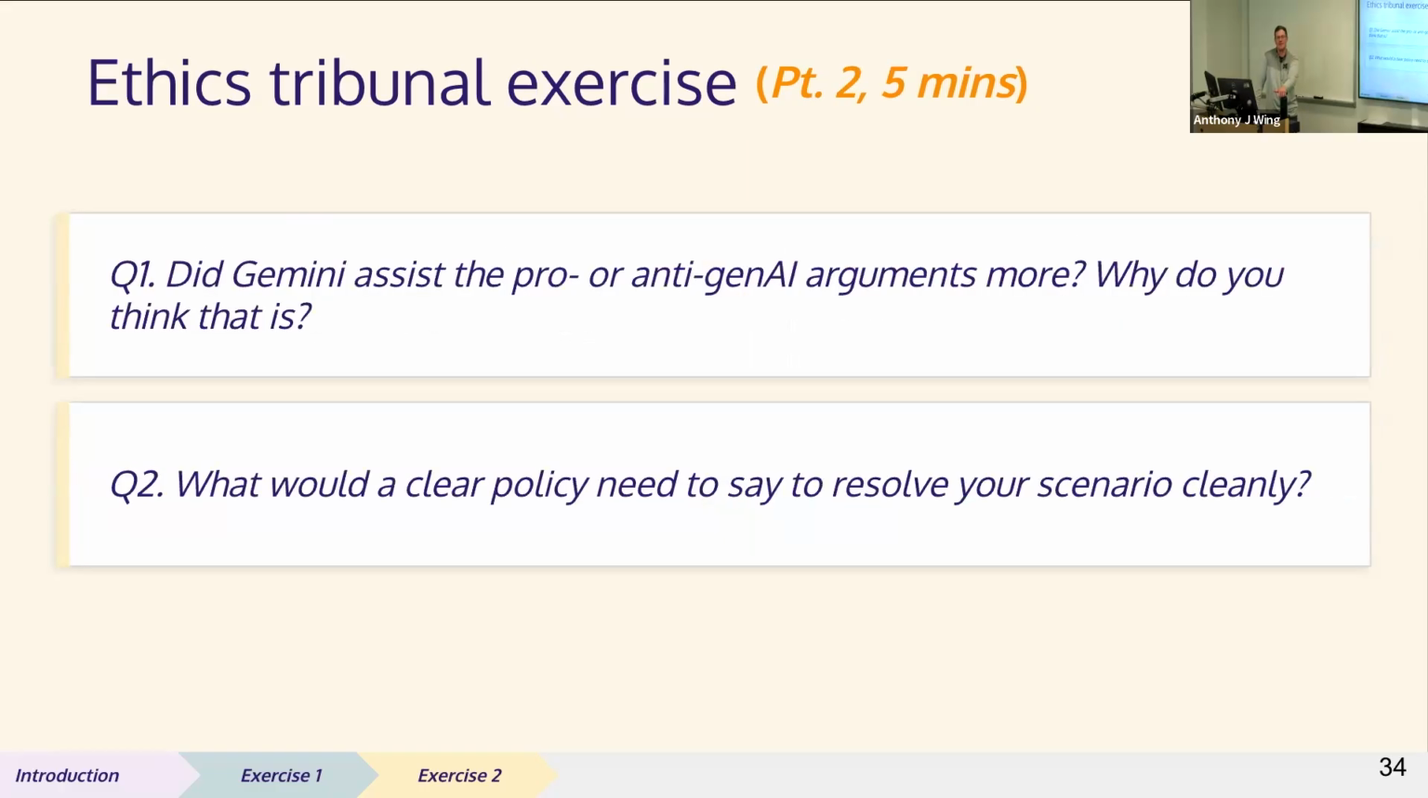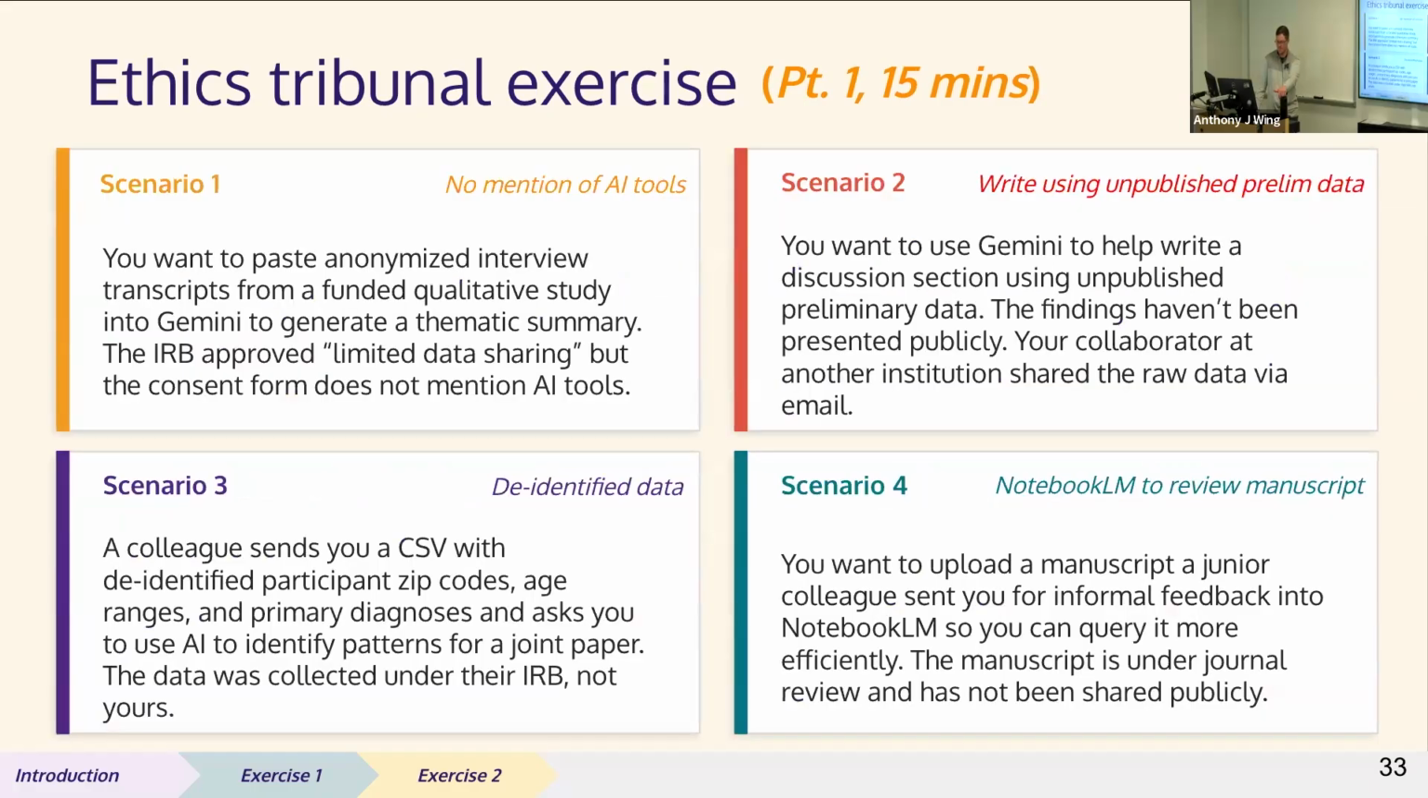What about number 2? Anybody have a clear policy change that would need to be made for their scenario? Did you ask Gemini? Did they give you anything? We did the one with the IRB, and it's not quite a clear policy change, but they basically told us to check policy. Go back to the IRB and ask them whether you should treat AI as a separate category.